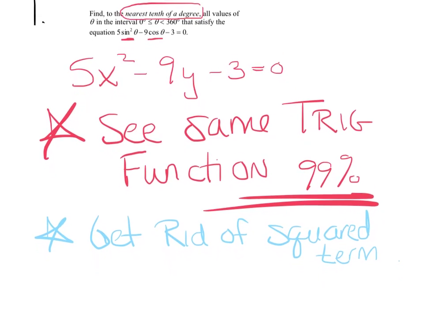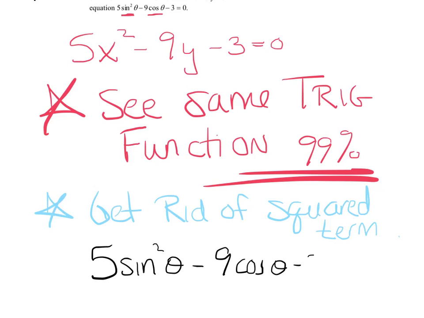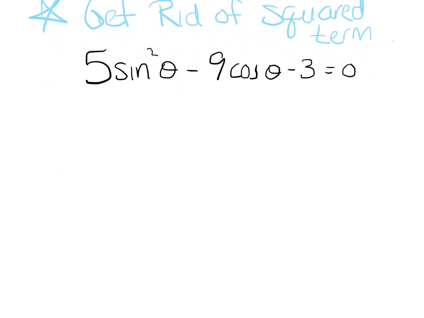Now I can do that because of the godfather rules. So let's jot down this equation again. 5 sine squared theta minus 9 cos theta minus 3 equals 0. So I can get rid of the squared term. That's my goal. Let's box that in, just the squared term, not the 5. And say to yourself, what special formula has sine squared in it? We're going to write that off to the side. Well, it's that godfather rule we told you to memorize. Sine squared theta plus cosine squared theta equals 1.